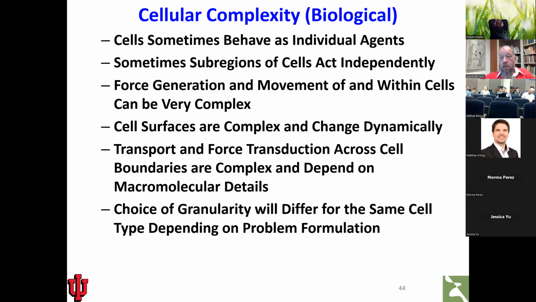In particular, there's a tendency, if you're doing center model in particular, to think of cells as individual agents. And in many cases, cells behave like individual agents. On the other hand, there are also situations in which subregions of cells act as if they were independent agents. And so the discretization of agents and cells is going to vary depending on the problem that you're addressing.